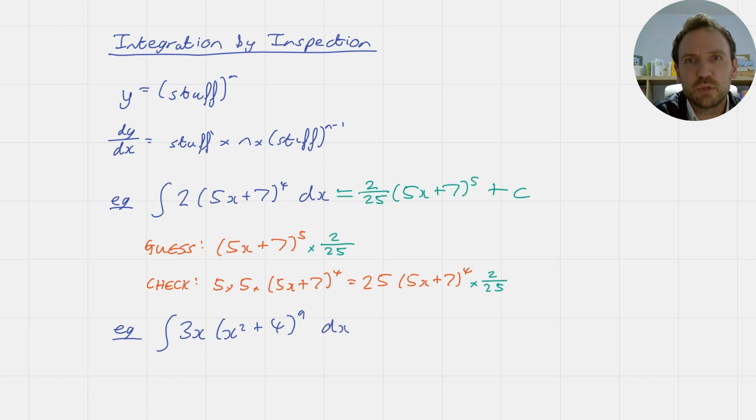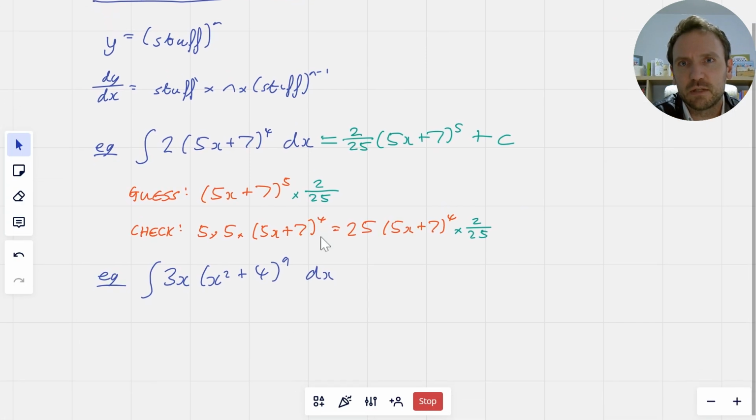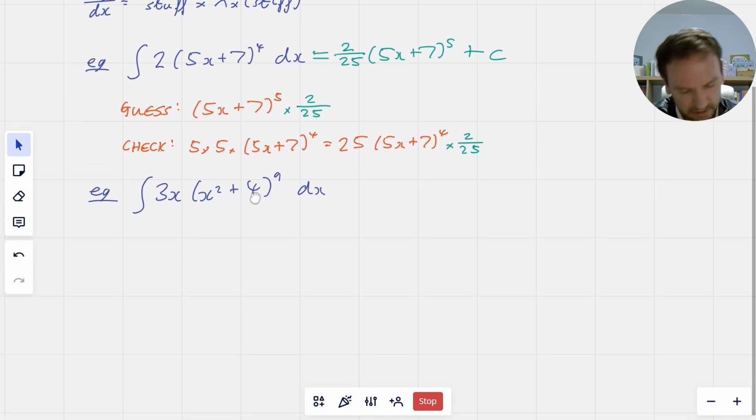In this case, we might be tempted to think, well, hang on, we're in trouble, there's an x on the outside here. The reason we're going to be okay in this situation is because if we look at our stuff, we've got stuff to the 9 here at the moment. Well, when we differentiate that x squared plus 4, we're going to get some multiple of x, which is what we've got on the outside. We don't have the right multiple of x on the outside. But again, let's not worry about that yet. Let's make our guess seem roughly what we're expecting, and then we'll make any changes as we need to.